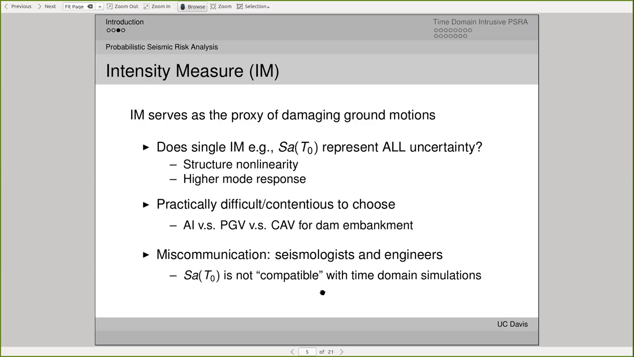So essentially, what used to be the case is that you had to pick one single intensity measure that is supposed to be the most devastating or the most important intensity measure for your type of system.